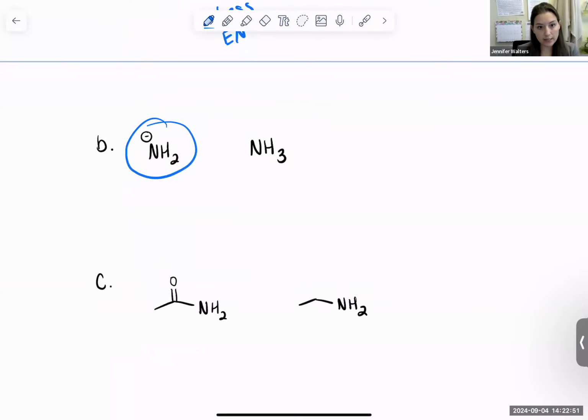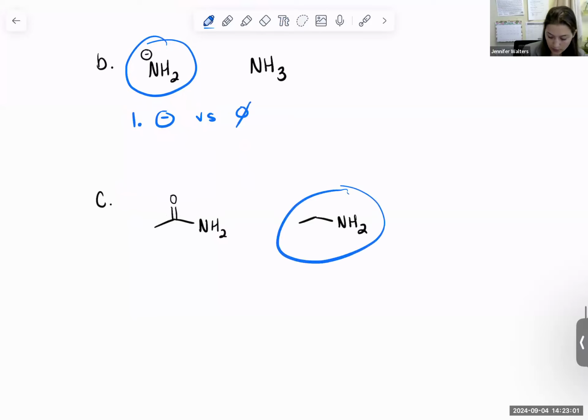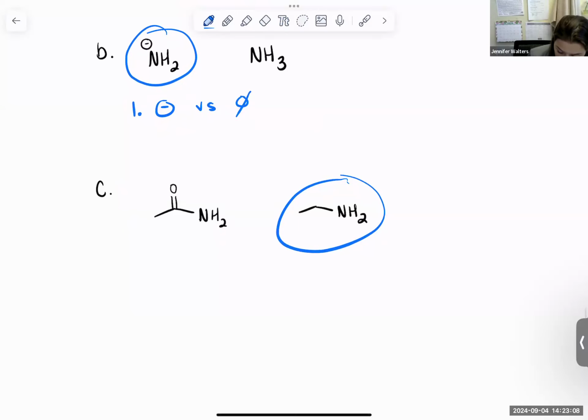For the next one, it is our amide, and that is because we are comparing anion versus neutral, negative charge. It's going to be the stronger base. This last one, it is the structure on the right. It is the amine as opposed to the amide. The amine is going to be the one without resonance. So we are comparing the charge.